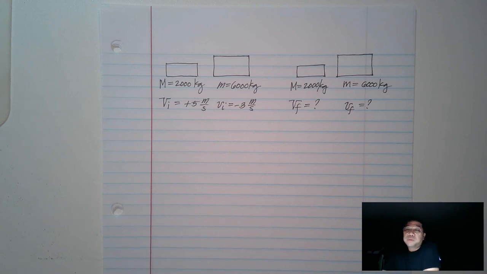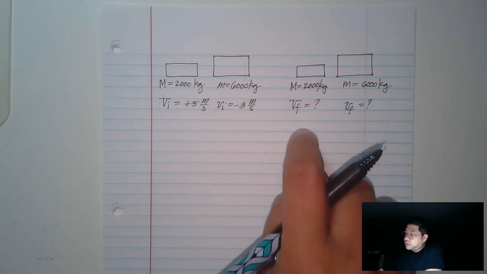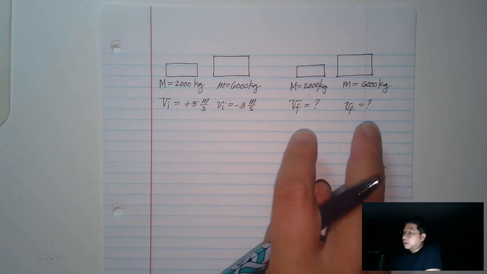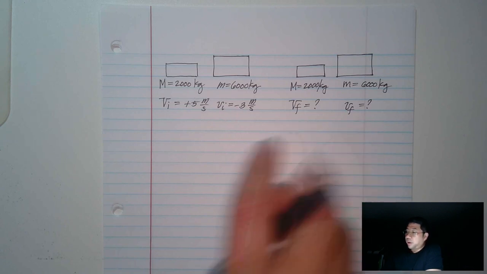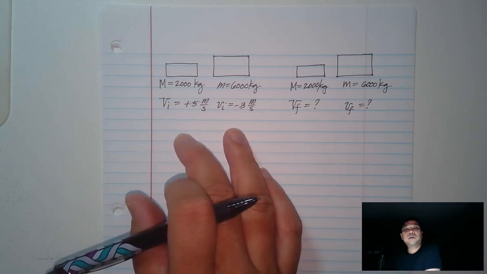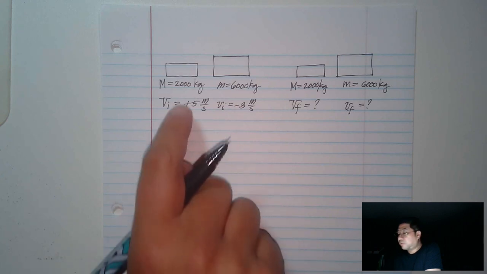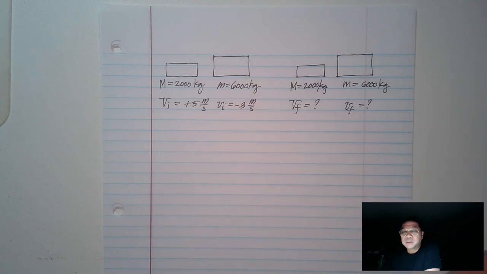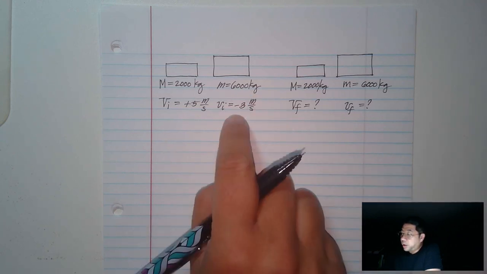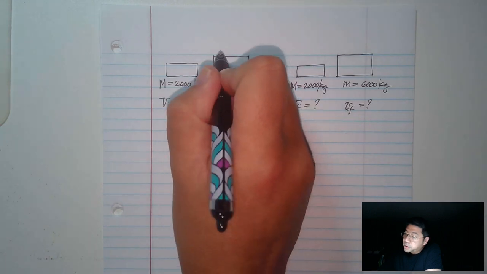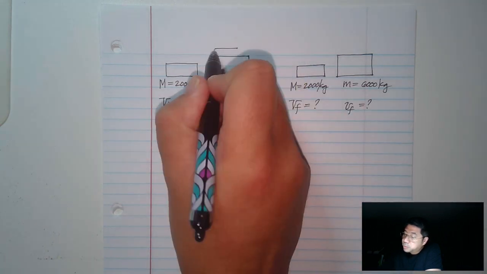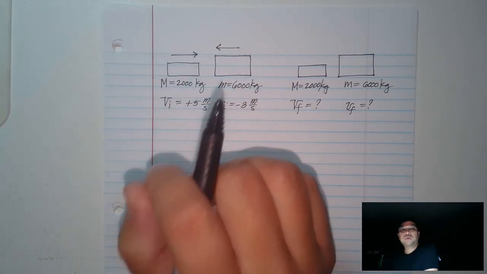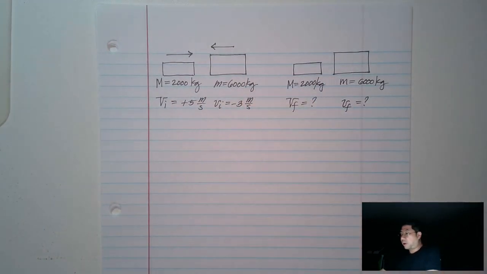So in this problem, you will be solving for the final velocity of two train cars with corresponding mass and initial velocity: positive 5 meters per second for the first car, which is 2,000 kilograms, and the second car, which is 6,000 kilograms, with negative 3 meters per second, meaning this huge car is moving to the left while the smaller car of 2,000 kilogram mass is moving to the right.